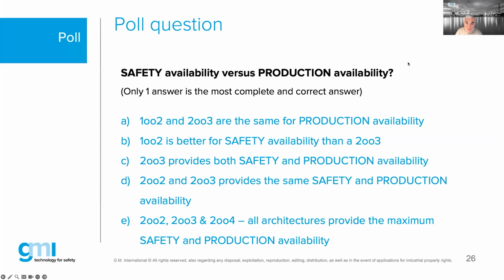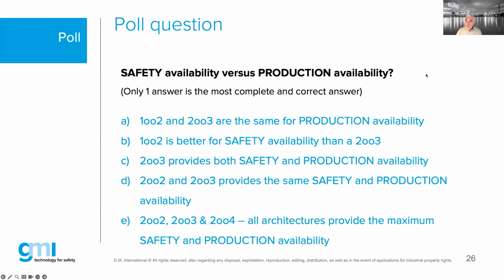A: 1 out of 2 and 2 out of 3 are the same for production availability? No, absolutely not. A 1 out of 2 has no production availability, because if one says please trip, you will trip. But when you have a 2 out of 3 and one is coming in, please trip, you're not tripping yet. That means 2 out of 3 is of course better for production availability than a 1 out of 2, and they are certainly not the same.